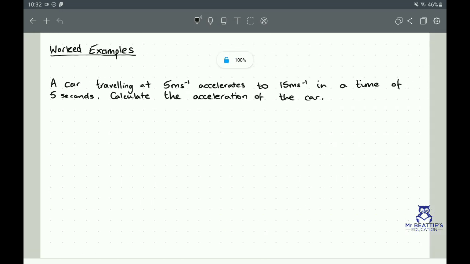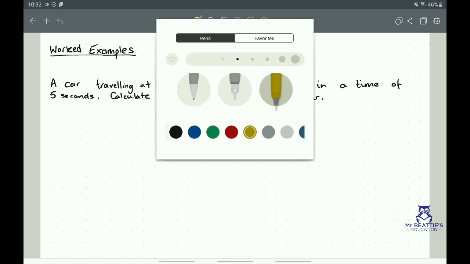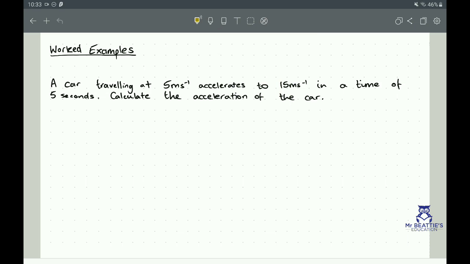So, worked example 1. A car is travelling at 5 meters per second, accelerates to 15 meters per second in a time of 5 seconds. Calculate the acceleration of the car. Okay, now first thing we do in all calculation questions is we write down what we know. Okay, and since this is a question that's going to be dealing with acceleration, a, v, u, t, I write all of those down the side.